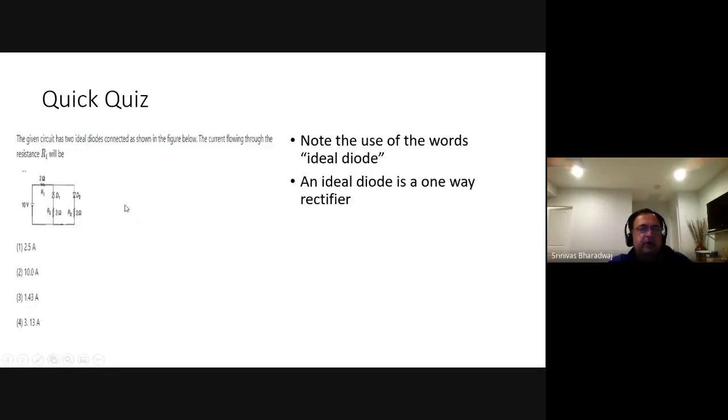Okay, so now if it's an ideal diode, it will behave as a short one way and an open the other way. There are two ideal diodes. The current flowing through the resistance R1 will be, right? So now, if it has two ideal diodes, this one's going to be an open circuit, this one's going to be a short. So you have 2 and 2, right? So 10 divided by 4 is 2.5. So the current flowing through R1 will be 2.5. 10 divided by 4, right? Because this one's an open circuit. This one is a short. That's all they want you to understand here.